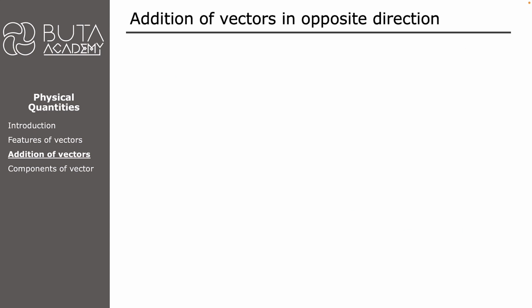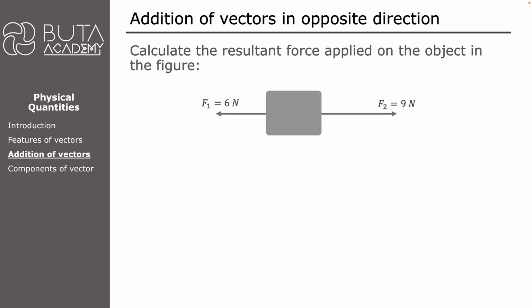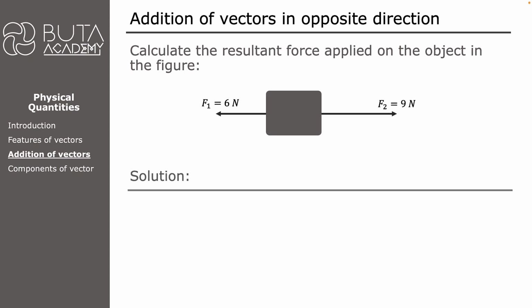The second case is adding two vectors opposite to each other. The question is, calculate the resultant force applied on the object in the figure. Again, we have two forces of magnitudes of 6 and 9 newtons. But now, one of them is to the left and the other one is to the right. We can take the first vector and add the second vector on it. It's easy to see from the diagram that the resultant vector will be 3 newtons to the right.